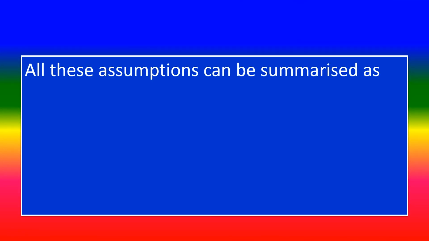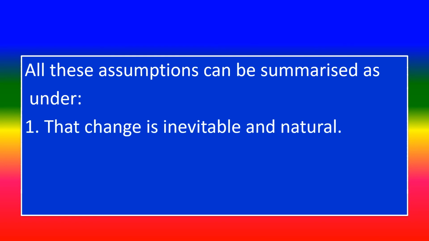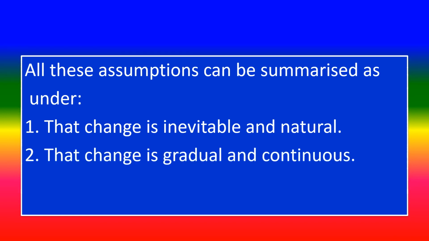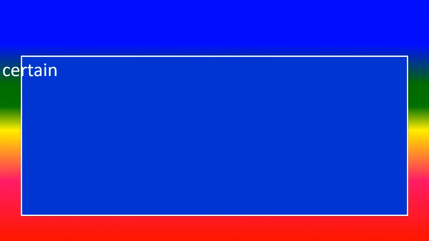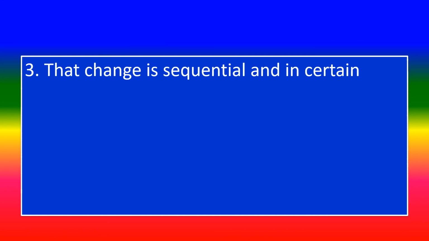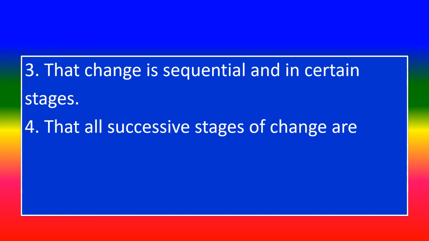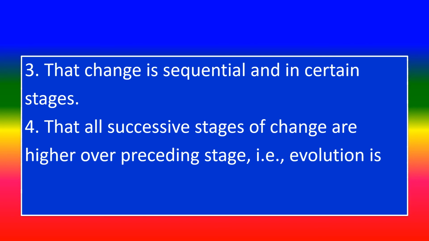All these assumptions can be summarized as under. 1. That change is inevitable and natural. 2. That change is gradual and continuous. 3. That change is sequential and in certain stages. 4. That all successive stages of change are higher than the preceding stage. That is, evolution is progressive.